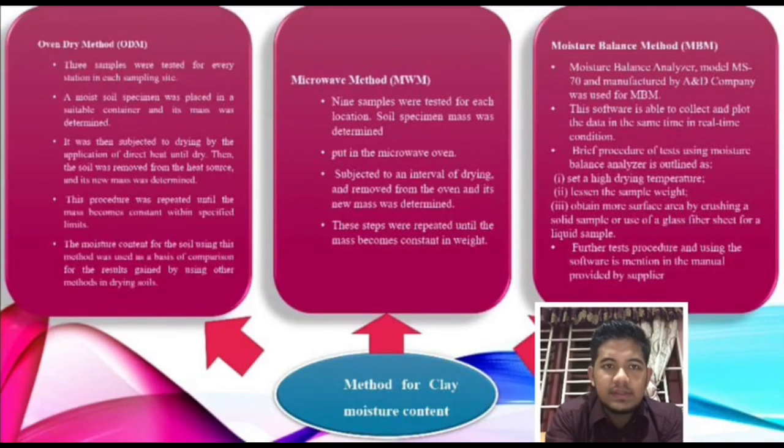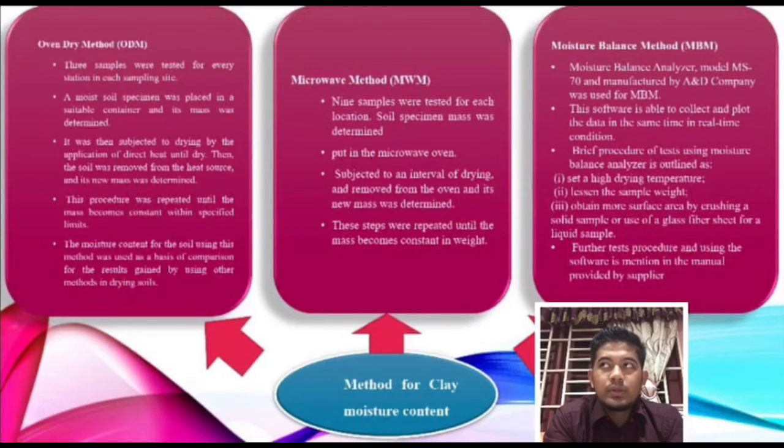Next is the microwave method. In this microwave method, 9 samples were tested for each location. The specimen mass was determined, then put in the microwave oven, subjected to an interval of drying, and removed from the oven and its new mass was determined. This step is repeated until the mass becomes constant in weight.